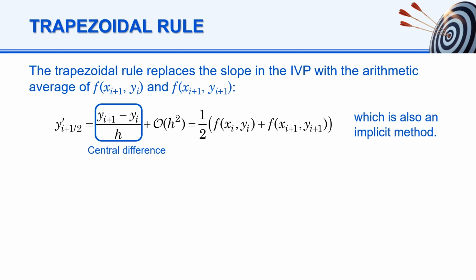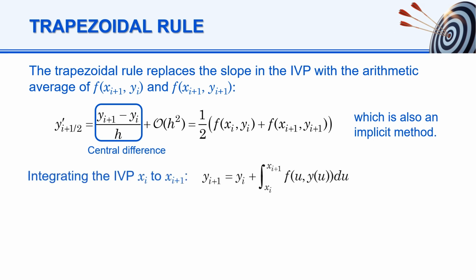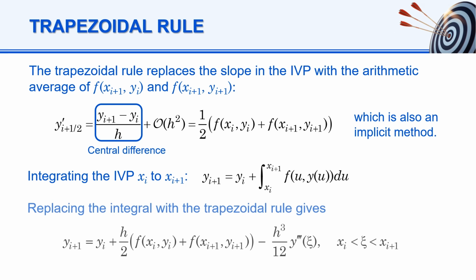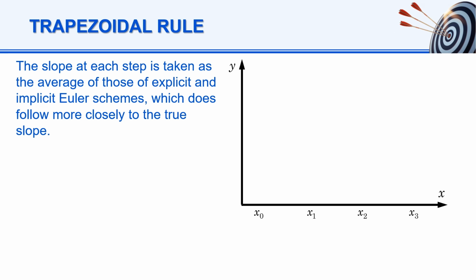To determine the order of accuracy, we integrate the initial value problem from xi to xi plus 1. Replacing the integral with the trapezoidal rule gives the following, from which we can identify the local truncation error to be third order. The slope at each step is taken as the average of those of explicit and implicit Euler schemes, which does follow more closely to the true slope.